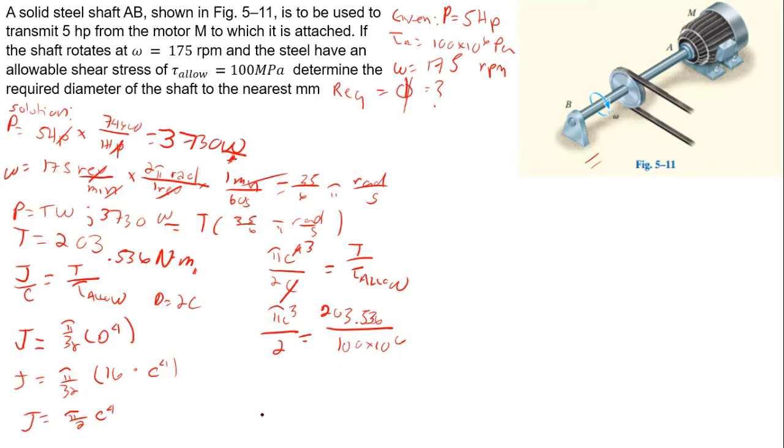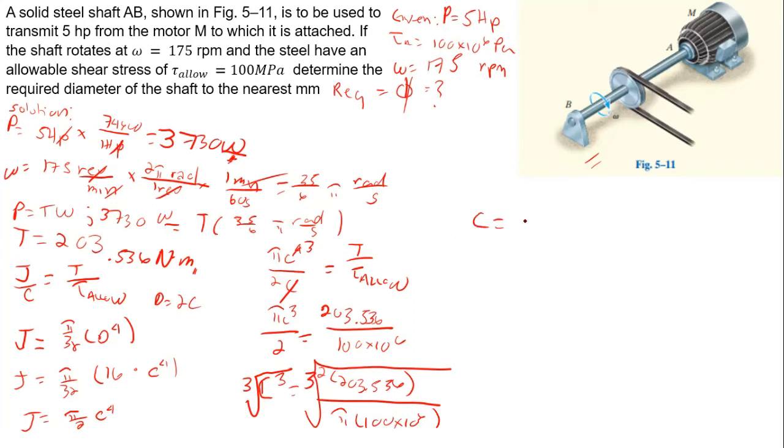And then, ilipat lang natin to, multiply both sides by 2. And then, divided by pi para C cubed yung matira sa atin dito sa left side. So, C cubed is equal to 2 times 203.536 divided by pi times 100 times 10 raised to 6 Pascal. Take natin yung cube root nito para makuha natin yung C.